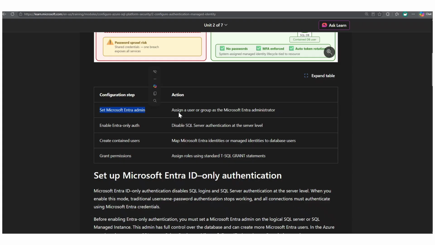So you should assign a user or a group as the Microsoft Entra administrator. Okay. Enable Entra only OAuth. So disable SQL Server authentication at the server level. We discussed that. And you should create contained users. Basically map Microsoft Entra identities or managed identities to database users. And then you should grant permissions, assign roles using standard T-SQL grant statements and that kind of stuff.